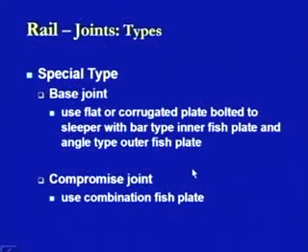Then another type of joint is known as the compromise joint. This compromise joint is provided at those locations where the combination fish plates are provided. We will be looking at this combination fish plate when we take up the rail fastenings, but just to mention here, these combination fish plates are provided at those locations where the two rail sections being joined together are of different sectional areas. So in those cases the normal conventional fish plates are not provided, and instead the combination fish plates are provided, and the joint at that location is known as a compromise joint.